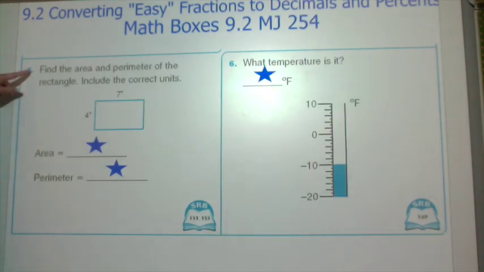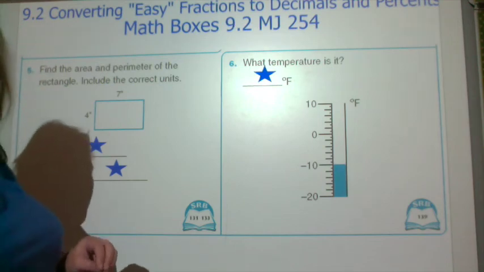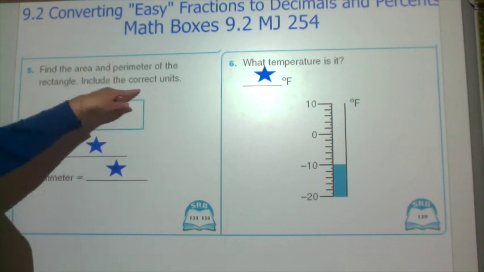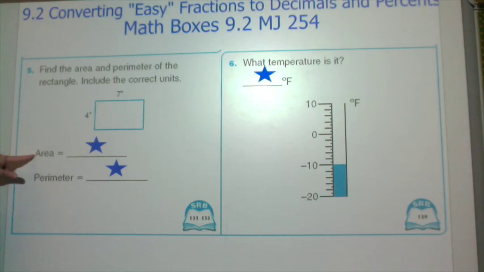Number 5, area and perimeter. Area equals base times height. Area equals base times height. Perimeter is the police. They're going to surround. So think about what the perimeter would be and the area. Base times height, perimeters, add them all up.